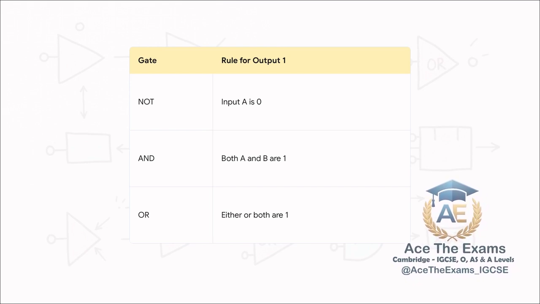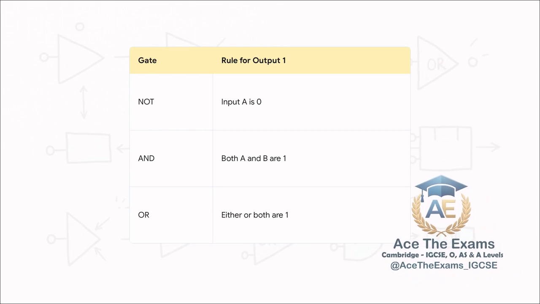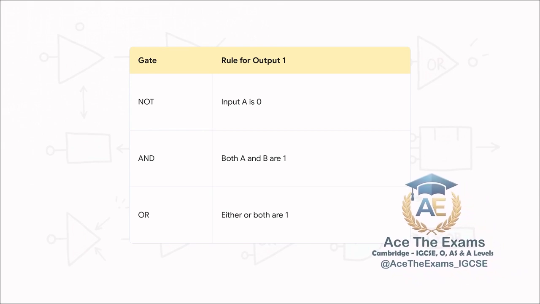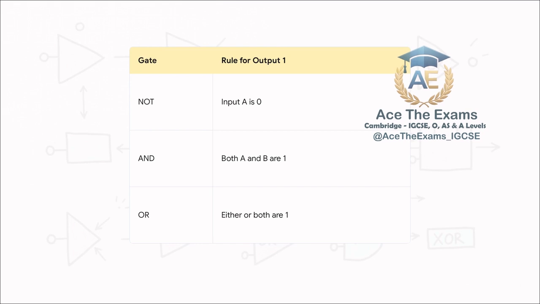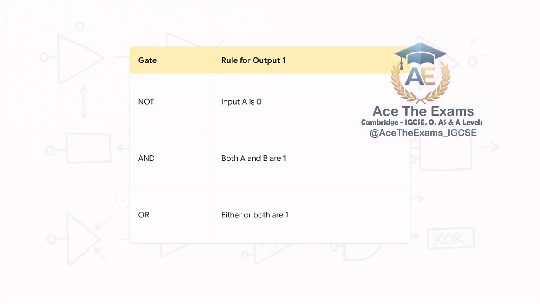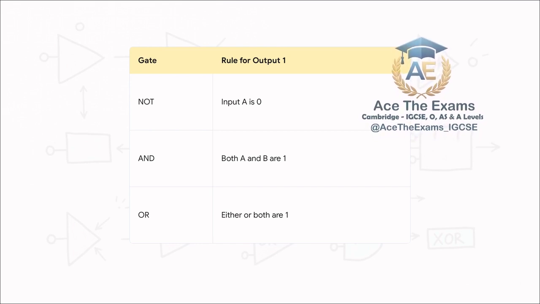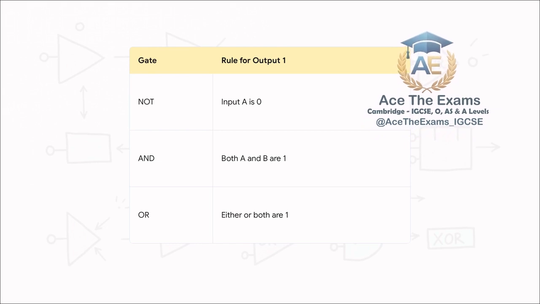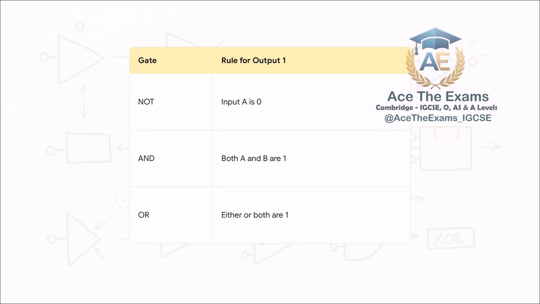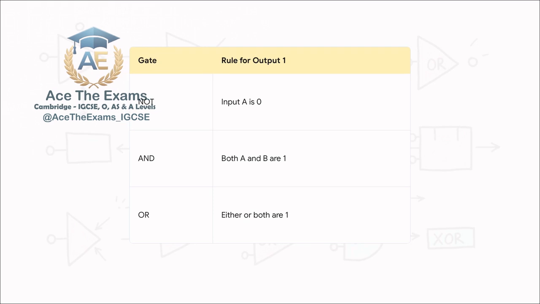Next up is the AND gate. Now this one is strict. The output is 1 if and only if both inputs A and B are 1. If even a single input is 0, the whole output is 0. Simple as that. Finally, we have the OR gate. This one's way more accommodating. The output is 1 if either input A is 1 or input B is 1. Or hey, if both are 1.